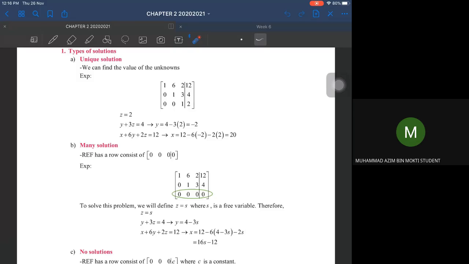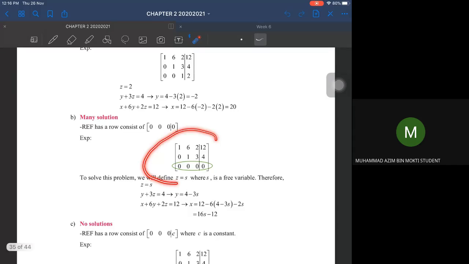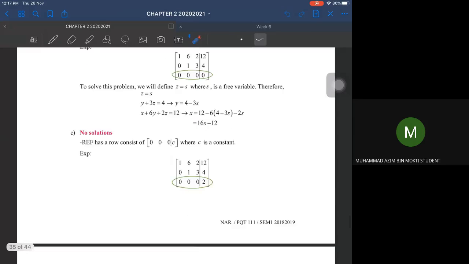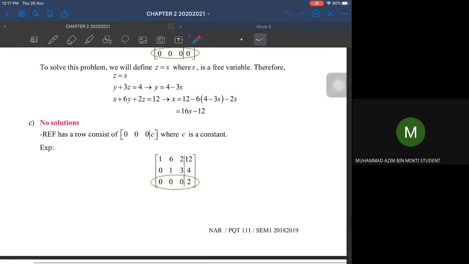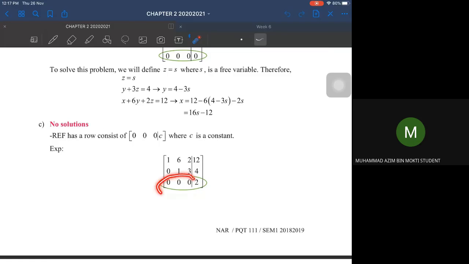So apa keadaan yang menjadikan you ada many solution? Bila mana the last augmented form awak ada row yang semua zero. That is hint for you yang system tu ada many solution. And the last one here, no solution. Bila mana belah kiri ni ada kosong, belah kanan ni ada value.